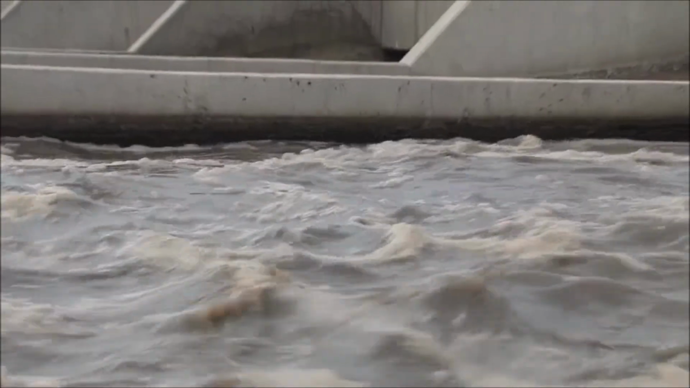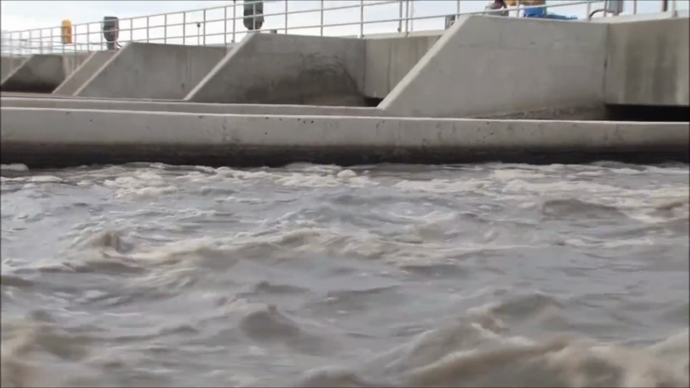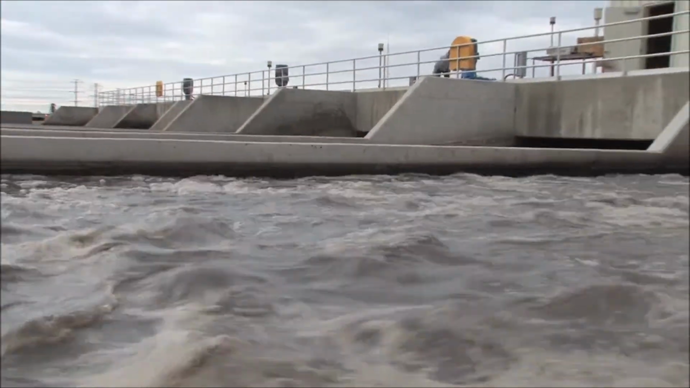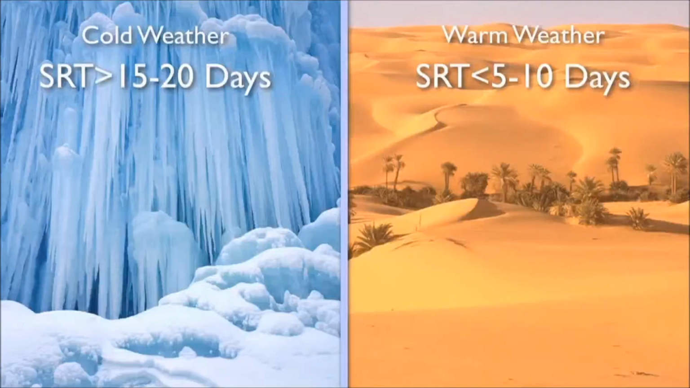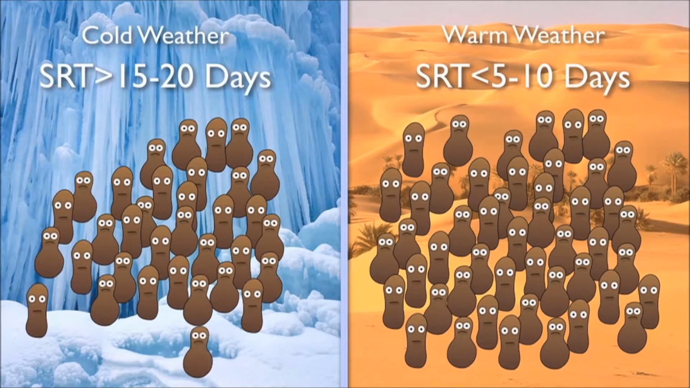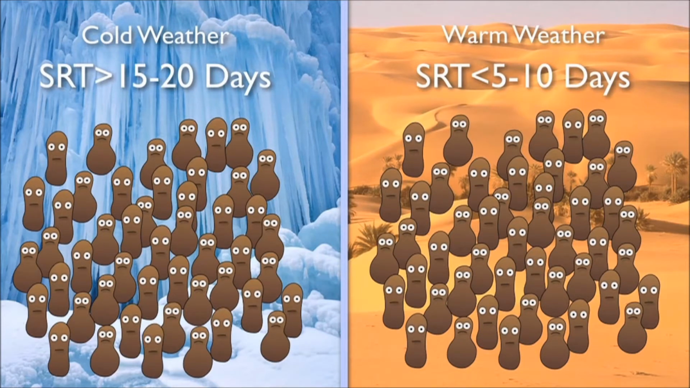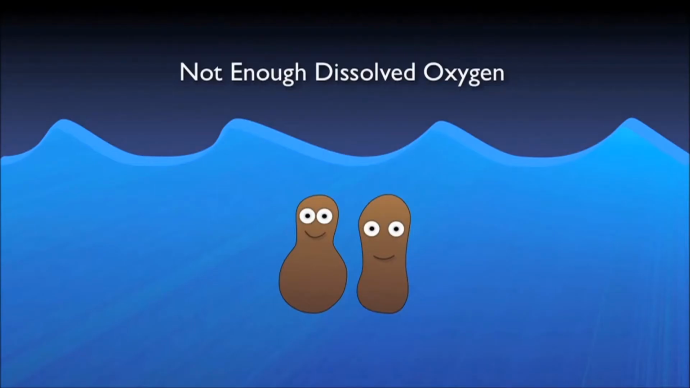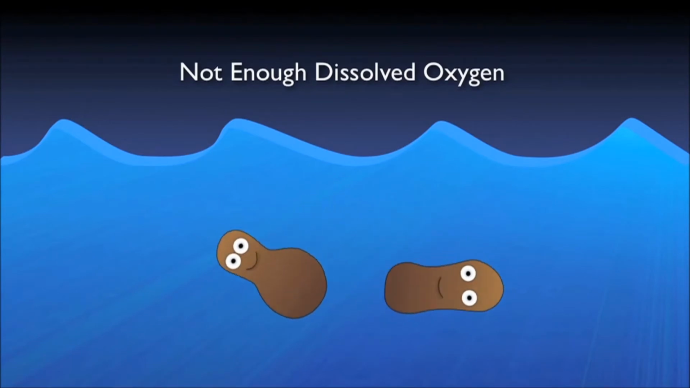If nitrifiers aren't allowed enough time to thrive, you run the risk of accidentally wasting them out of the system entirely and losing nitrification. Higher temperatures and DO concentrations mean faster growth. Colder temperatures and lower DO concentrations mean slower growth. Also, when no DO is present, nitrifiers can become completely inactive.